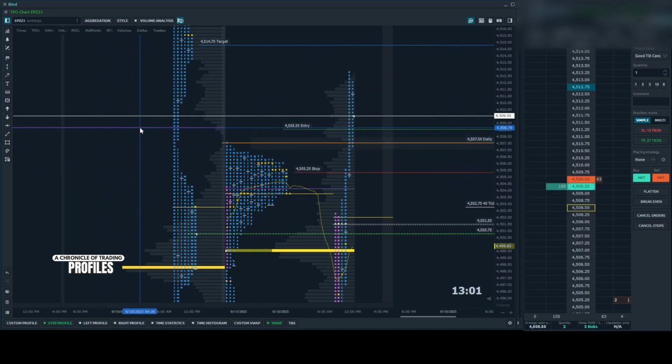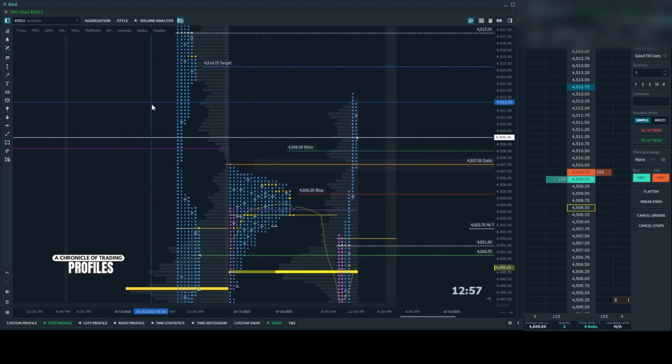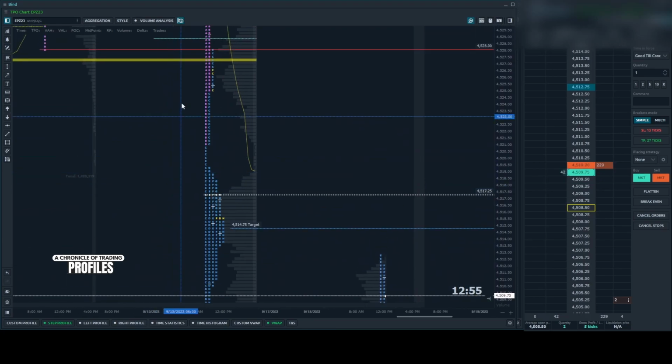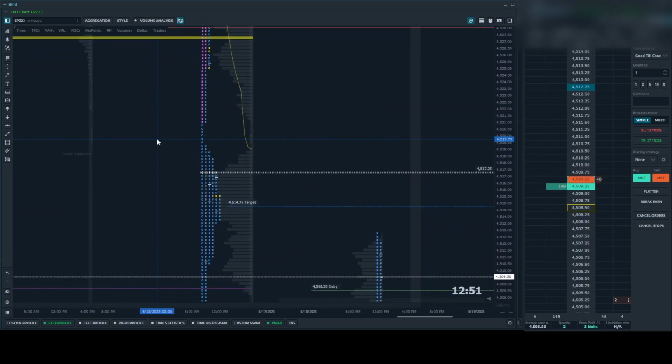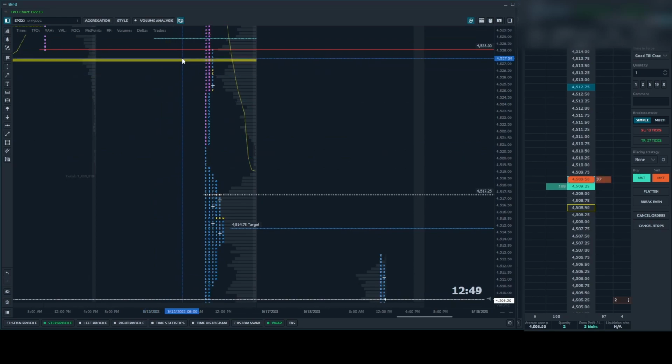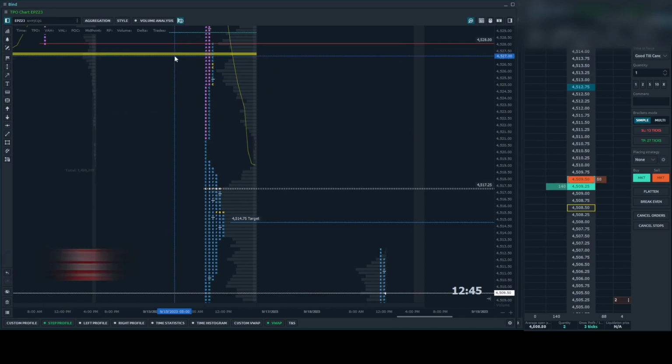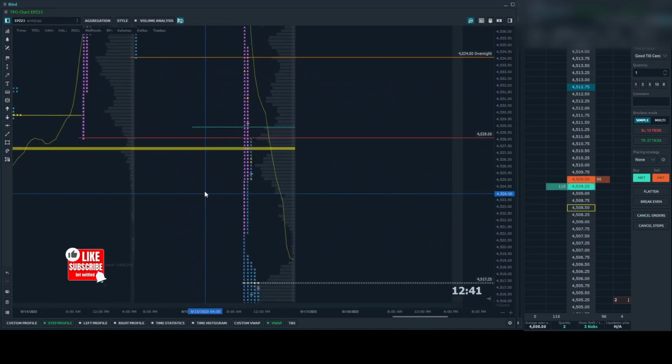Right here is last week's value area low, this purple line. Then you have the POC from last week, which is here. So as a long-term target, I'd be targeting this POC from last week. And again, that's the weekly POC, not by the day.